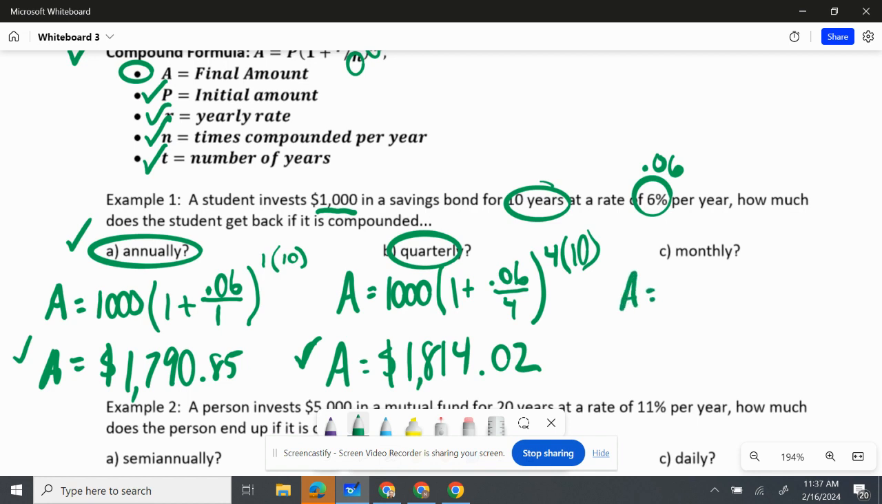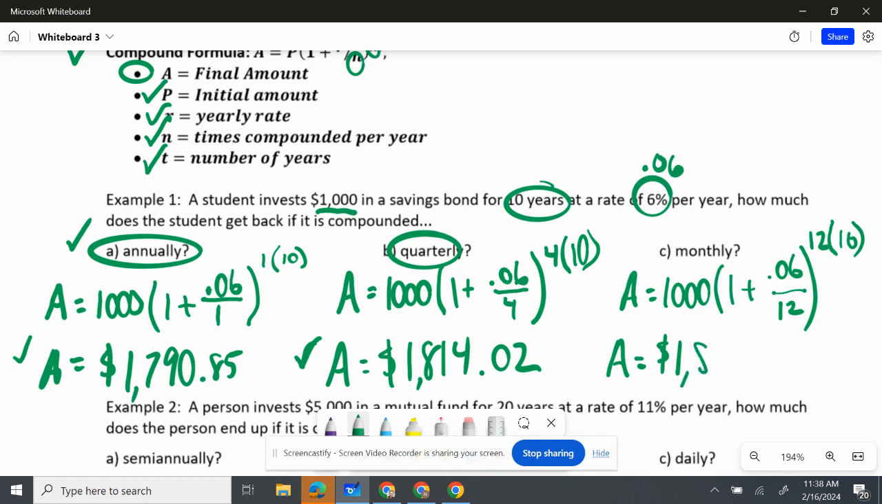So we have A equals the same $1,000. We have 1 plus the 0.06. Monthly would be 12 times per year, so every month it compounds. And then we raise it to the 12 times 10. And that right there gives us $1,819.40.